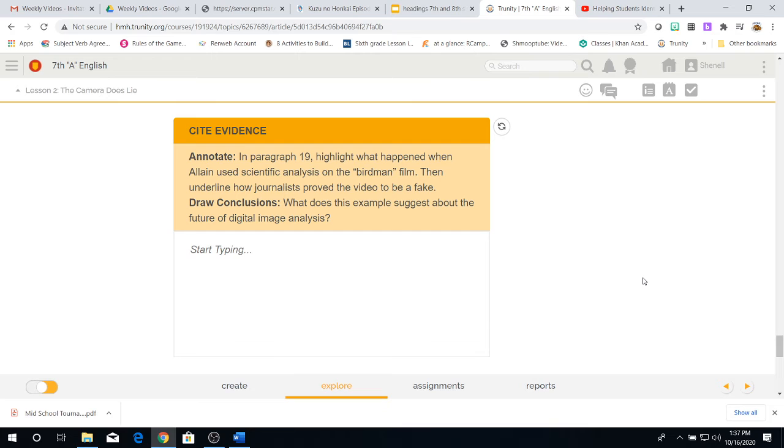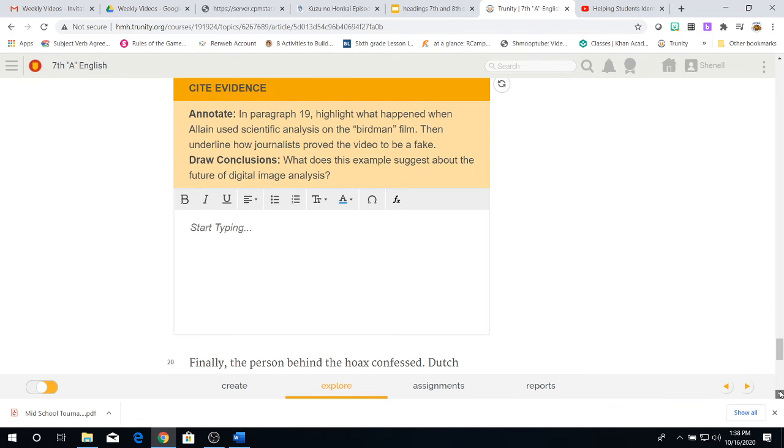Once you're done doing this in your textbooks, come back to the online platform and let's draw a conclusion. What does this example suggest about the future of digital image analysis? Wow. That's a really good question. You should really think about that before you put in your answer. What does this example suggest about the future of digital image analysis?